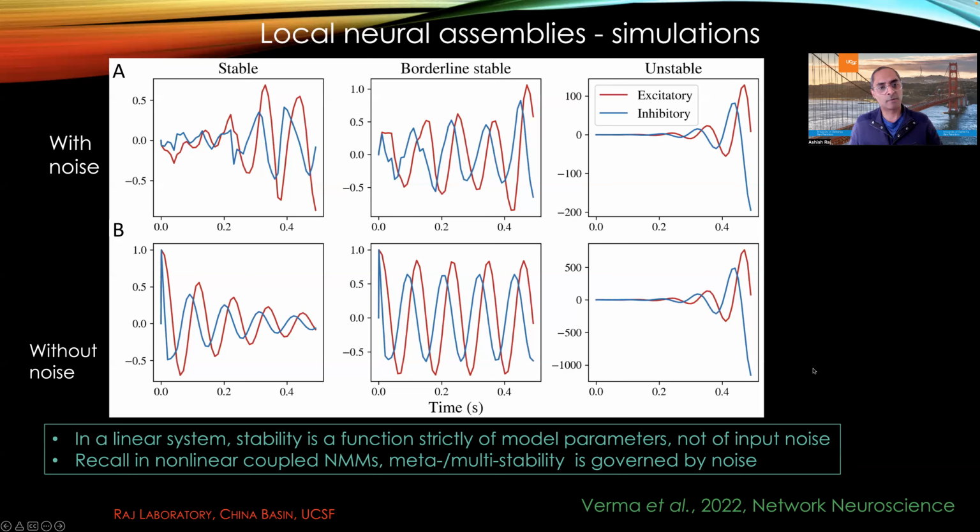And we did this both with and without noise. And what we found, of course, is that the stability criteria doesn't change whether you add noise, which is obvious because it's a linear system, and therefore stability is a function strictly of model parameters, not of input noise. Compare that with nonlinear coupled neural mass models where metastability, multistability, and so on are governed, in fact, by noise. It's a big aspect of neural mass models that the noise sculpts the stability. That is not going to be the case in a linear model like ours.